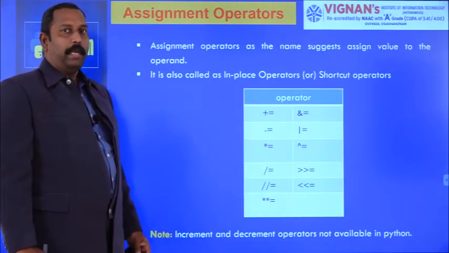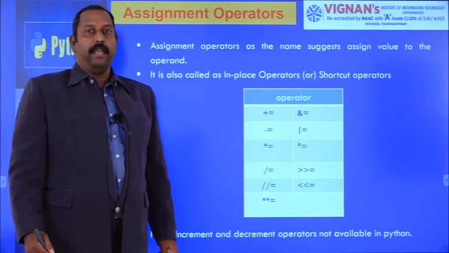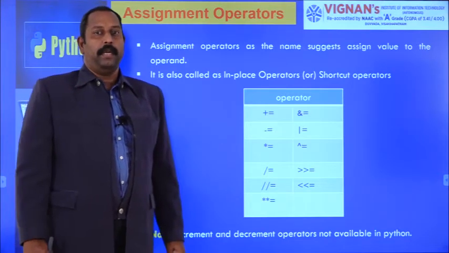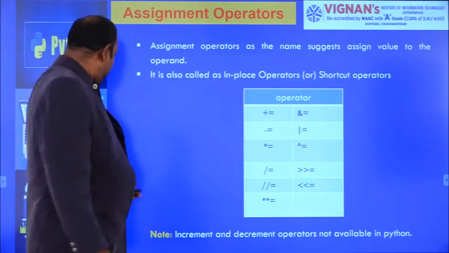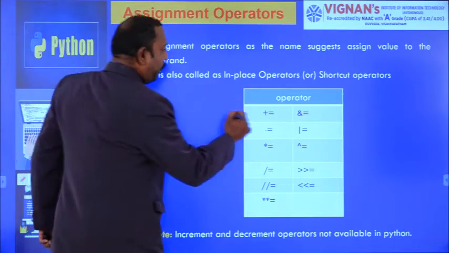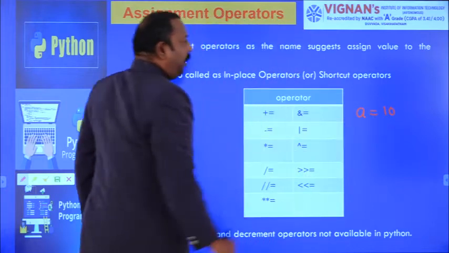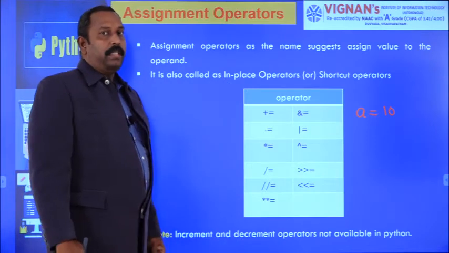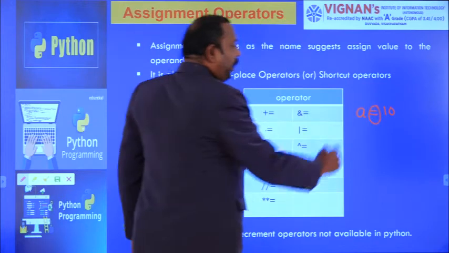Next one is assignment operators in Python. An assignment operator will assign a value to an operand. Assignment operator is represented in Python by using the equality symbol. Suppose I have written a equal to 10. That means it will assign object 10 to a. Like this, that is nothing but an assignment operator in Python.